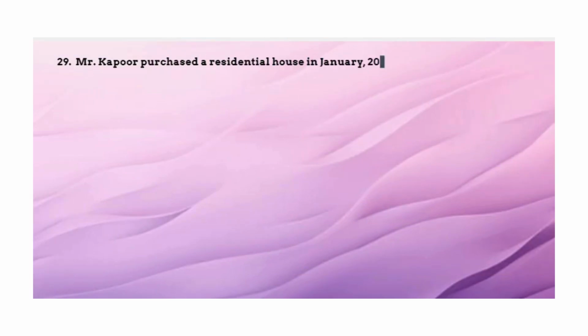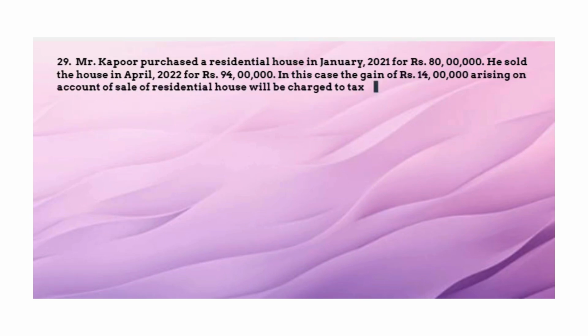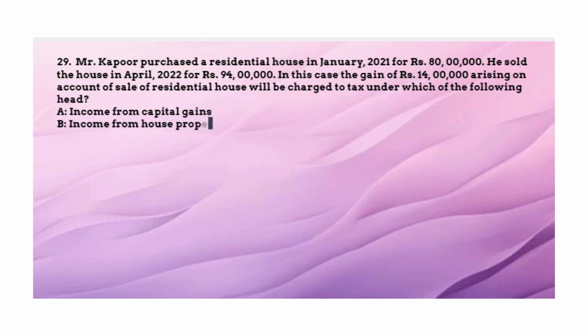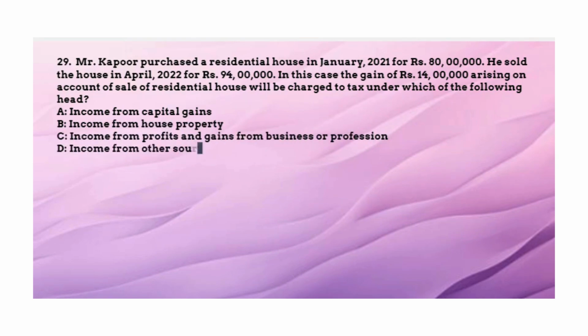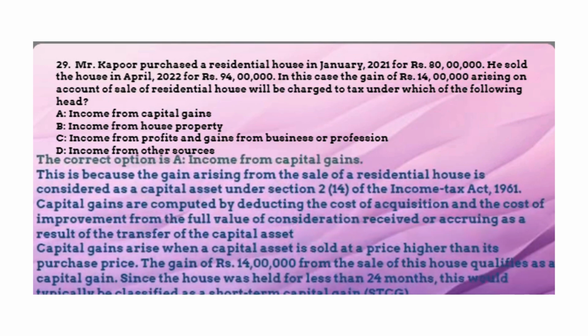29th question is, Mr. Kapoor purchased a residential house in January 2021 for rupees 80 lakhs. He sold the house in April 2022 for rupees 94 lakhs. In this case, the gain of rupees 14 lakhs arising on account of sale of residential house will be charged to tax under which of the following head? The correct option is A, income from capital gains.